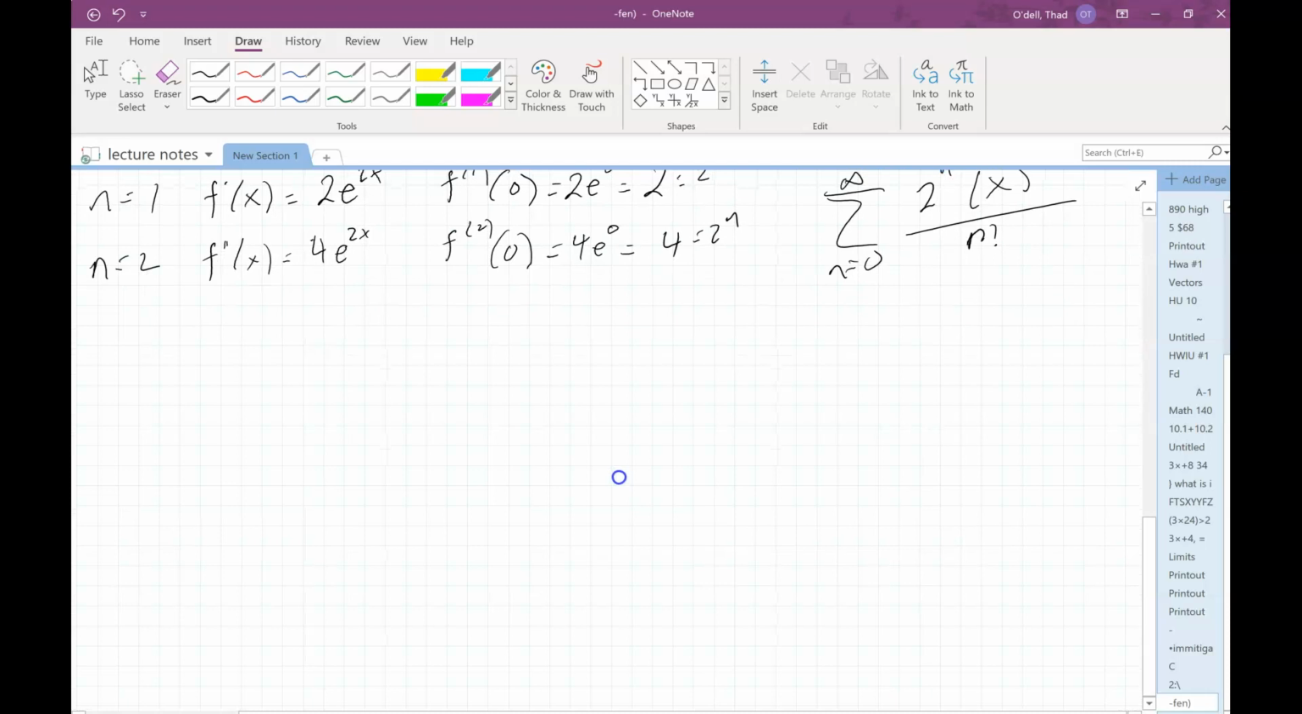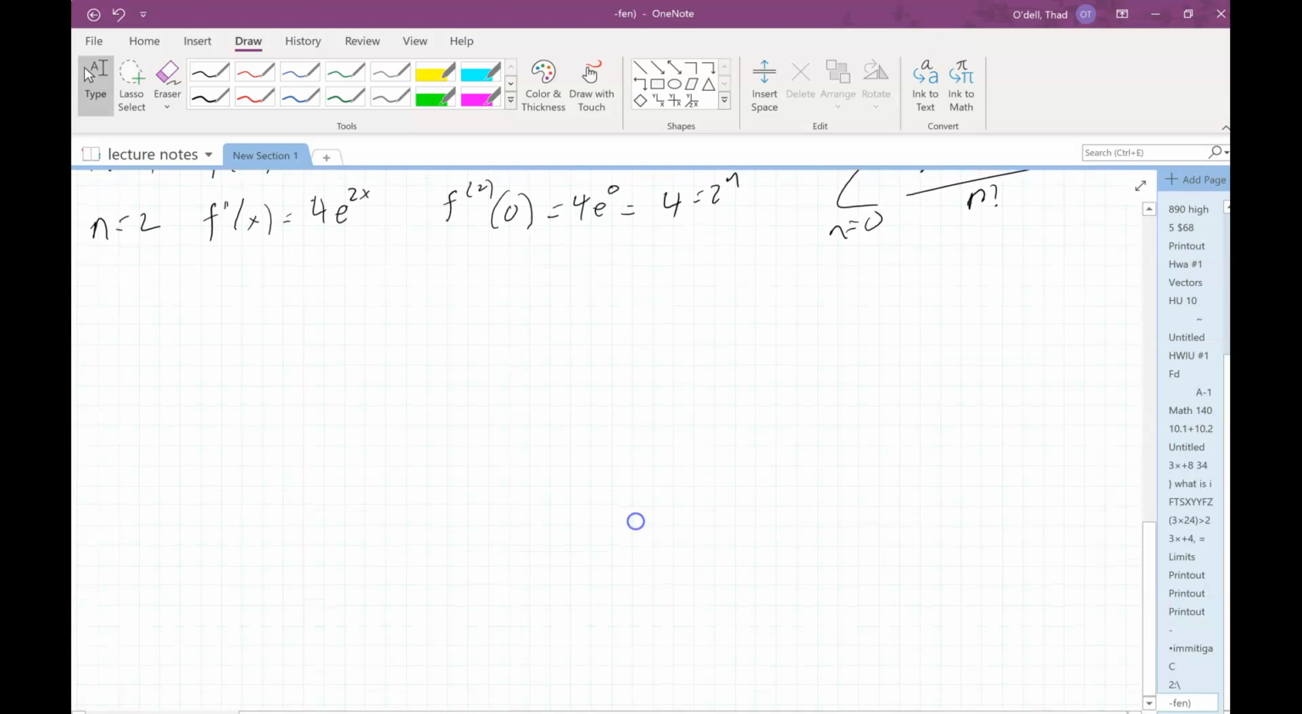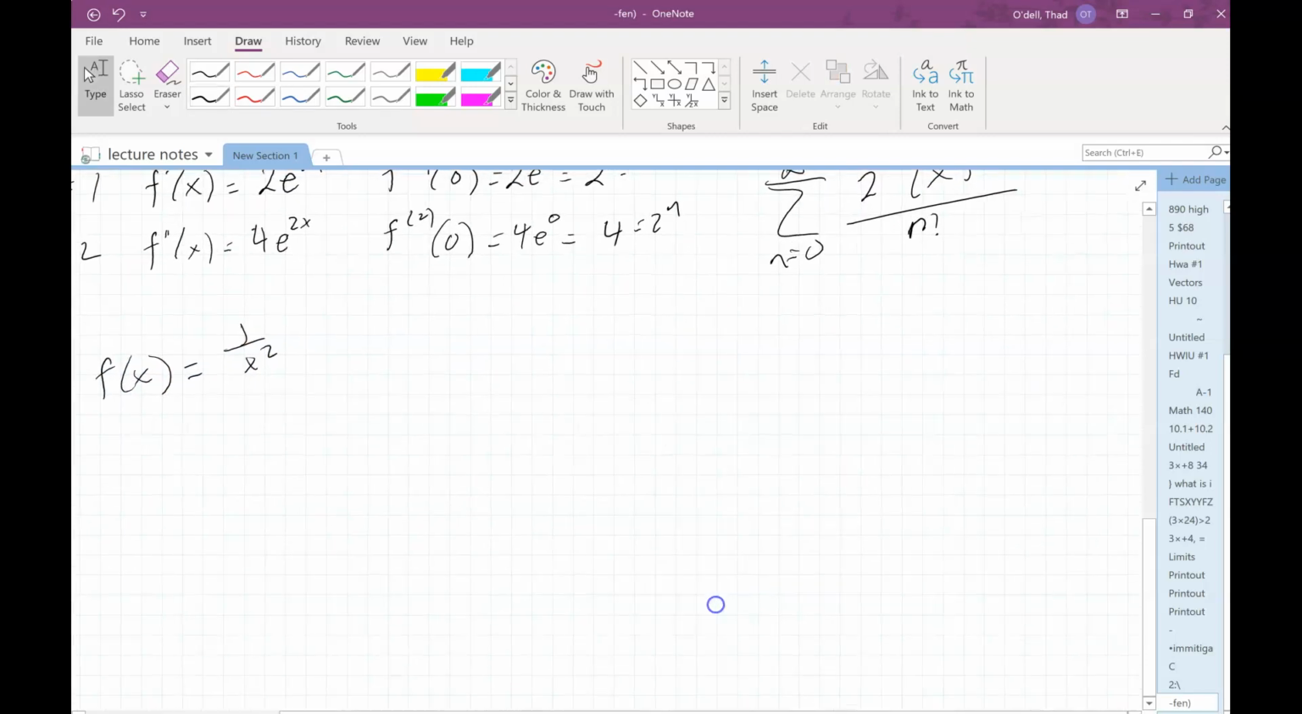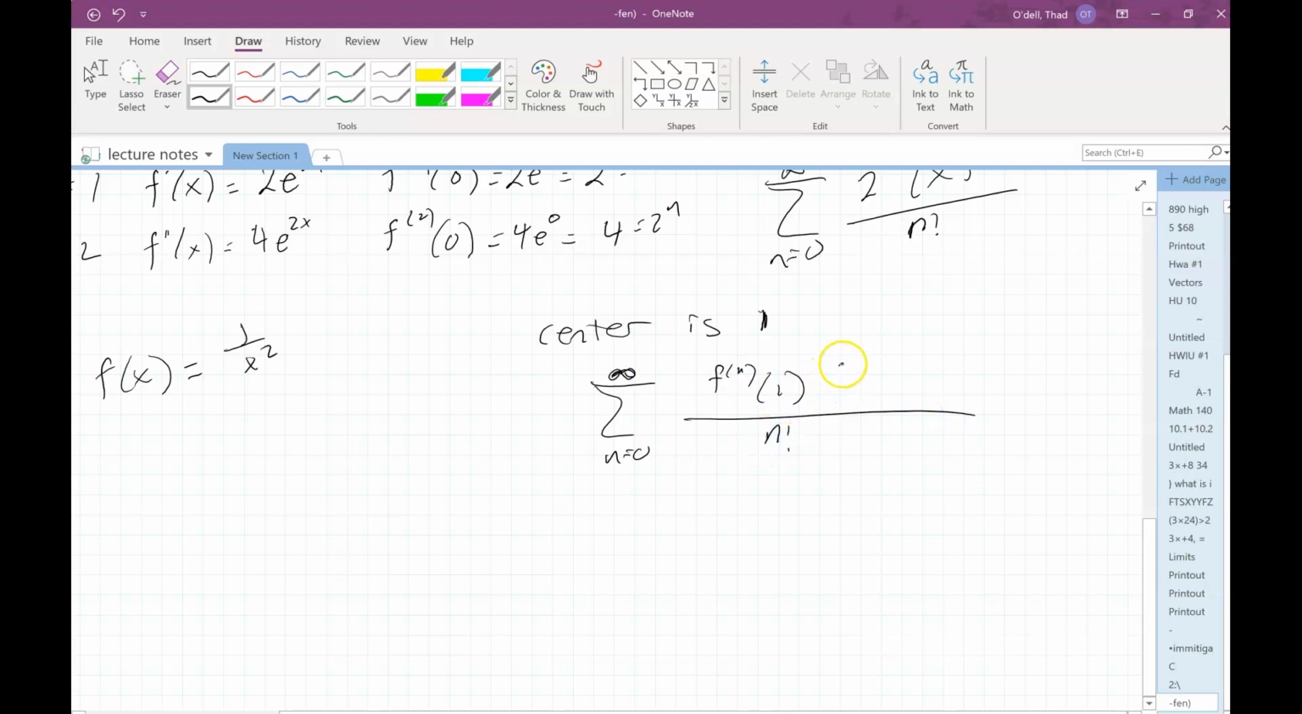Okay, let's do one more example. Let's do f of x equals 1 over x squared. And we'll evaluate that centered at 1. So the center is 1. So then that means we need this. N runs from 0 to infinity of the nth order derivative, evaluated at 1, all over n factorial times x minus 1 to the n.